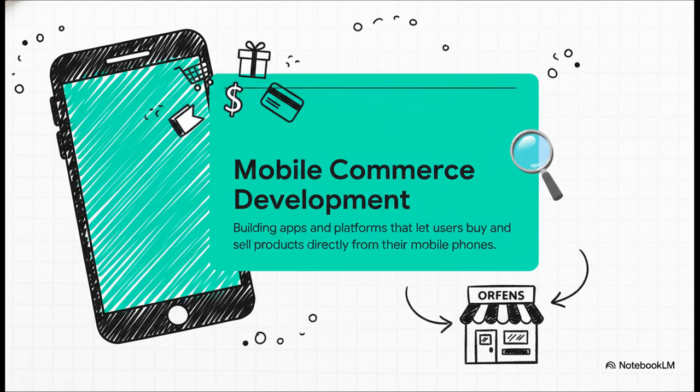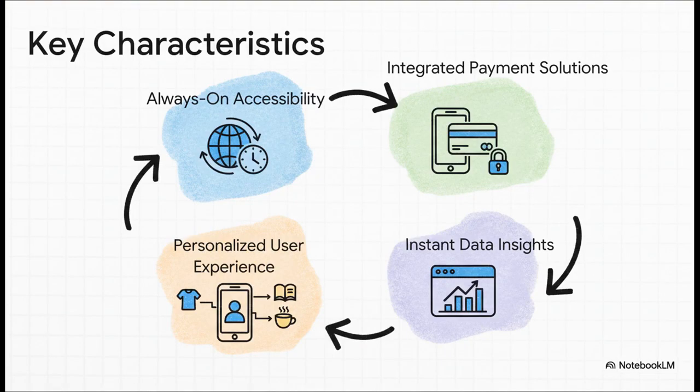So what's the textbook definition? Well, m-commerce development is just the whole process of creating the apps and the platforms that let us all buy and sell stuff right from our phones or tablets. It's literally about taking an entire store with all its aisles and products and putting it right in the palm of your hand. So what's the secret sauce here?